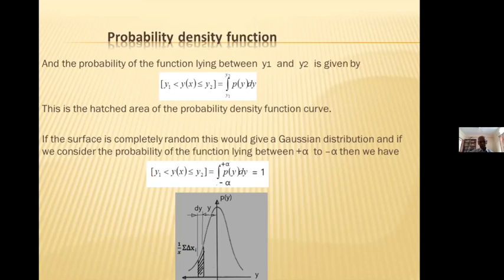So the probability of finding the function between y1 to y2 would be the hatched portion of this curve, and the probability of finding the function between the two extremes would be 1.